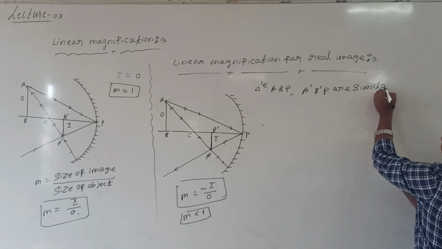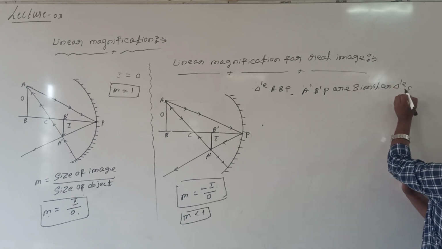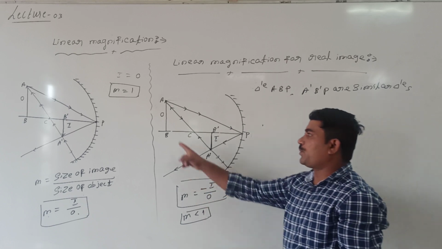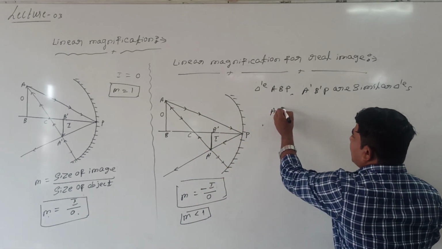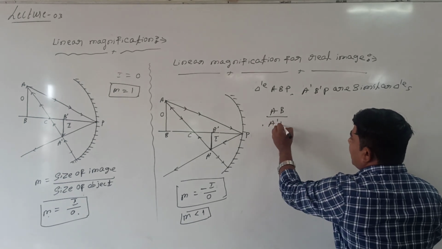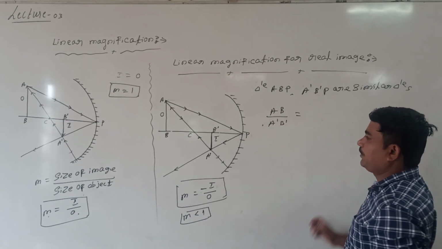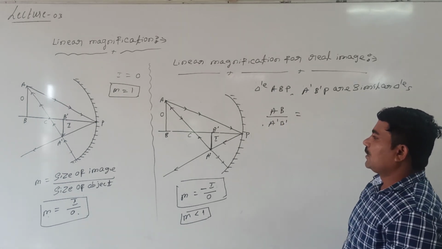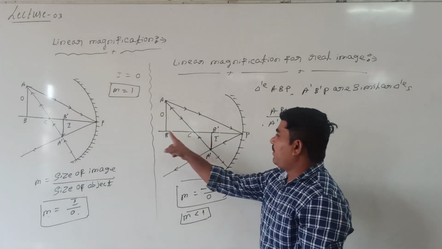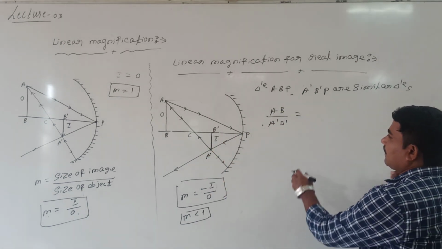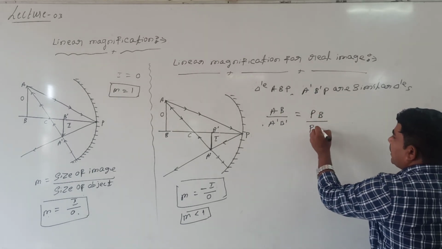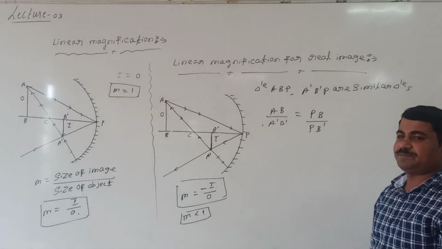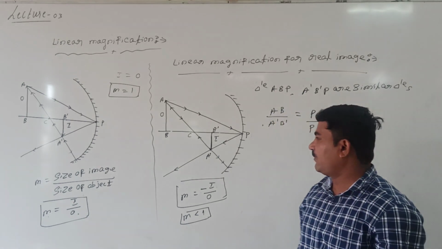Are similar triangles, right? I can take the ratio of size to height. Here I can take the ratio of size, AB divided by A dash B dash, equal to PB divided by PB dash. Both are similar triangles. According to sign convention.